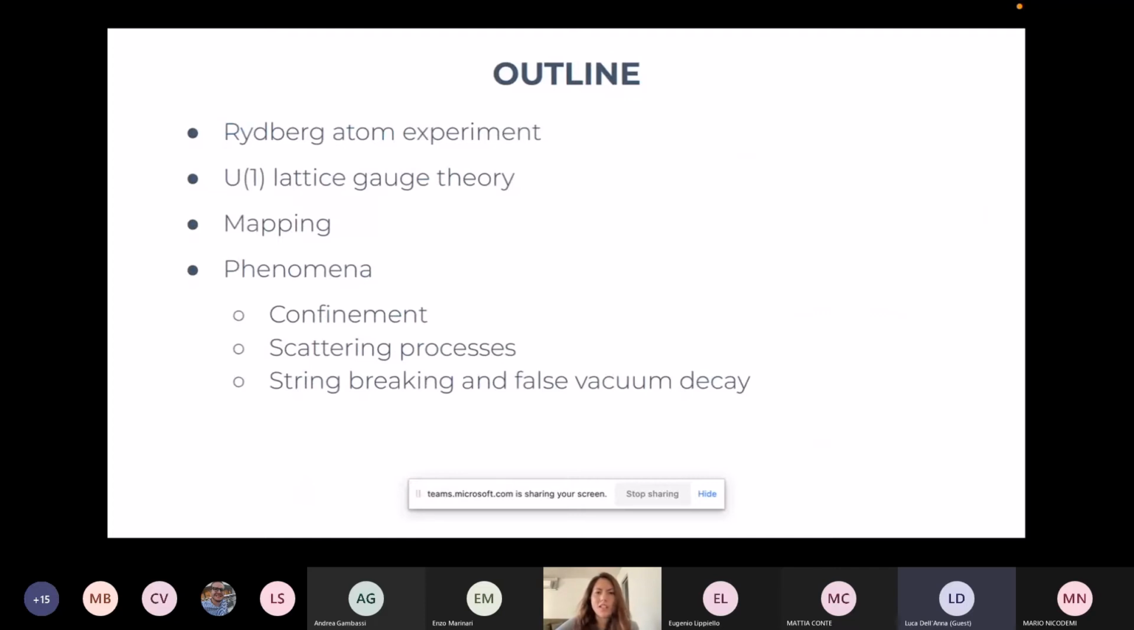Okay, so this is the outline then for the rest of the talk. I will first describe the experimental setup based on Rydberg atoms. Then I will describe the lattice gauge theory that we want to study. I will show that there is a mapping between these two. And then I will describe some of the phenomena that one can study with these quantum simulators, for example, confinement, scattering processes, string breaking, false vacuum decay.